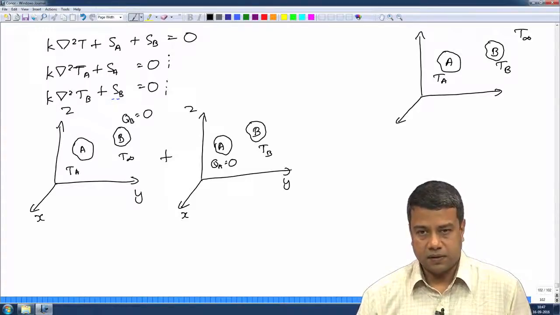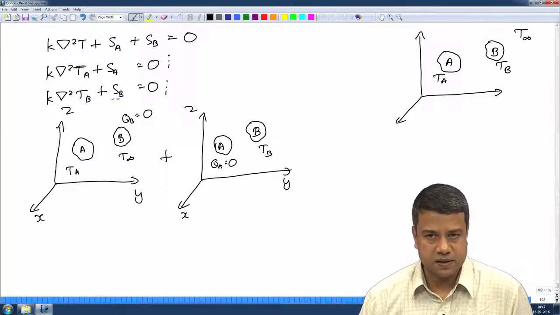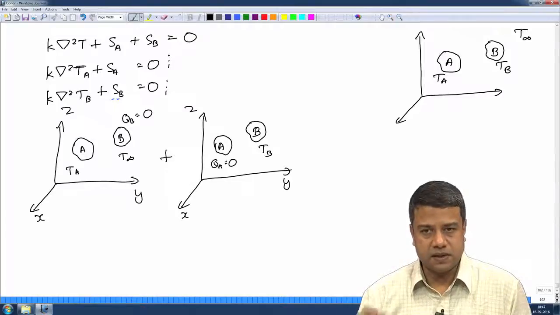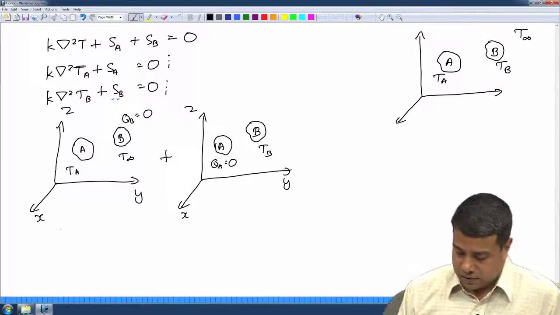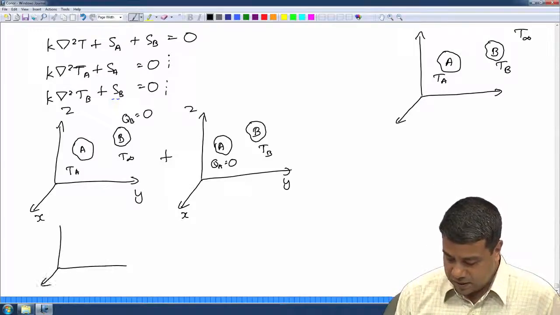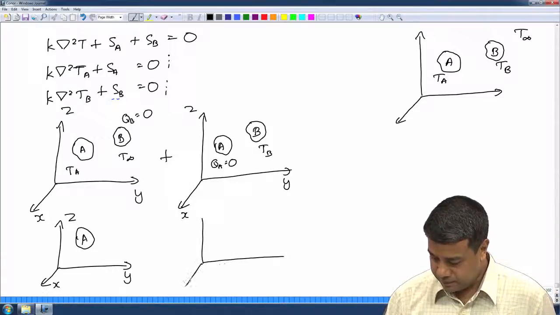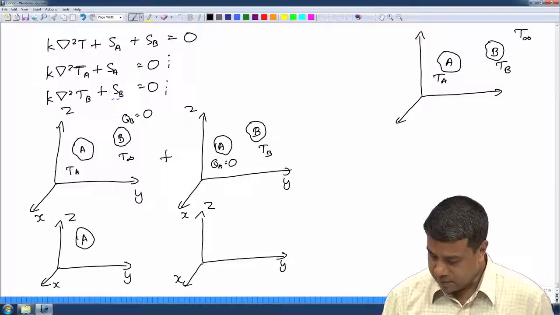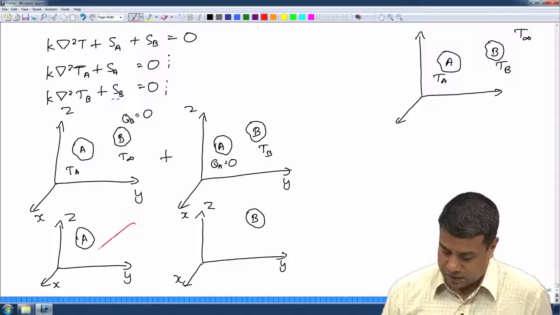I can add up two cases, the first one where the object A exerts a flux, the object B does not, and the second where the object B generates a certain heat and the object A does not. What I cannot do is to separate this out into two problems: the first one where A is present and B is not, and the second one where B is present and A is not present. This decomposition is wrong. You cannot do it this way.